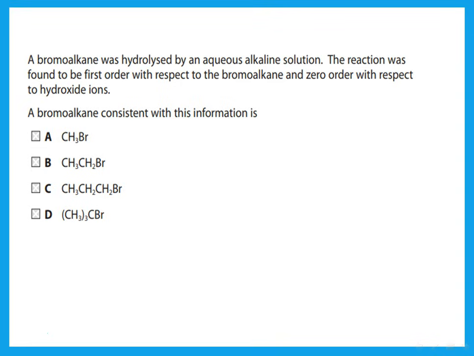So let's take a look at this question. A bromoalkane was hydrolyzed by an aqueous alkaline solution. The reaction was found to be first order with respect to bromoalkane and zero order with respect to the hydroxide. So what is he talking about? First order with respect to bromoalkane means the bromoalkane formed a carbocation. That means we're starting with a tertiary, so this is a tertiary halogenoalkane in which we have SN1. Now, which of these is tertiary? It is D. Remember that tertiary means the carbon is attached to three other carbons.